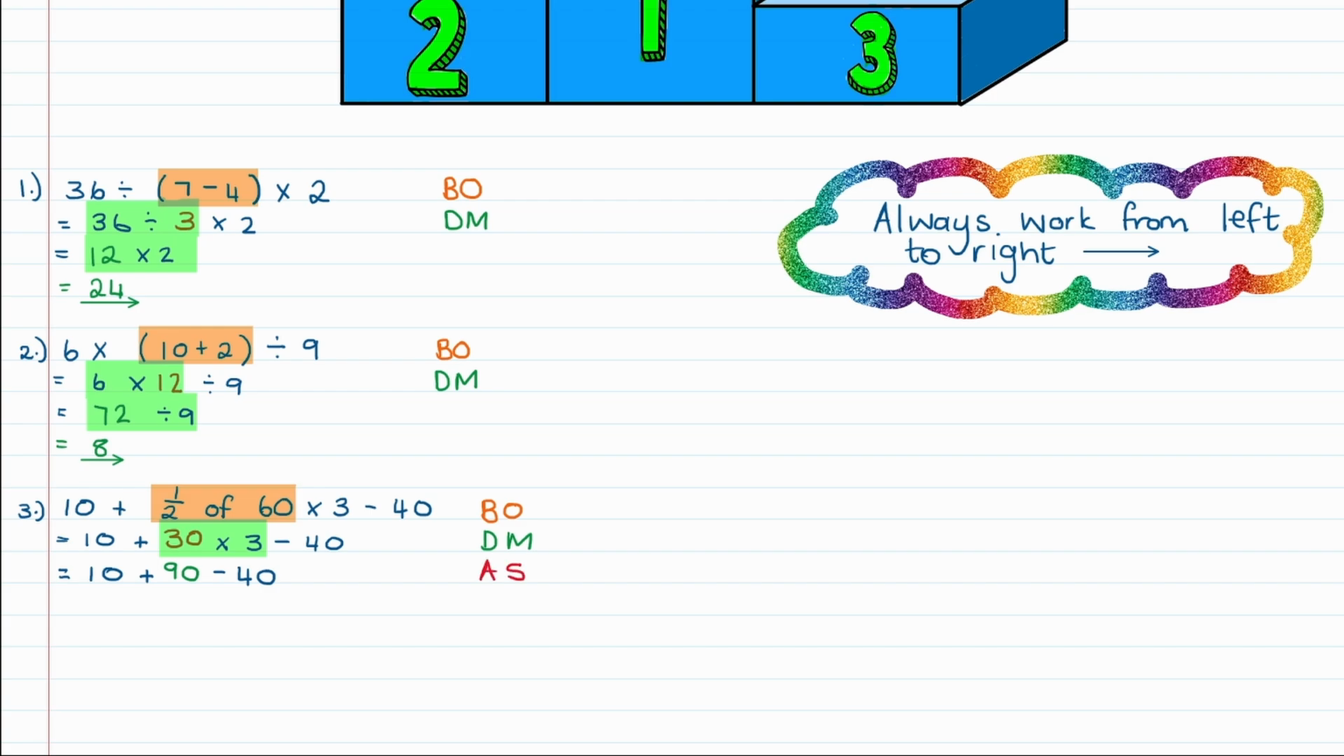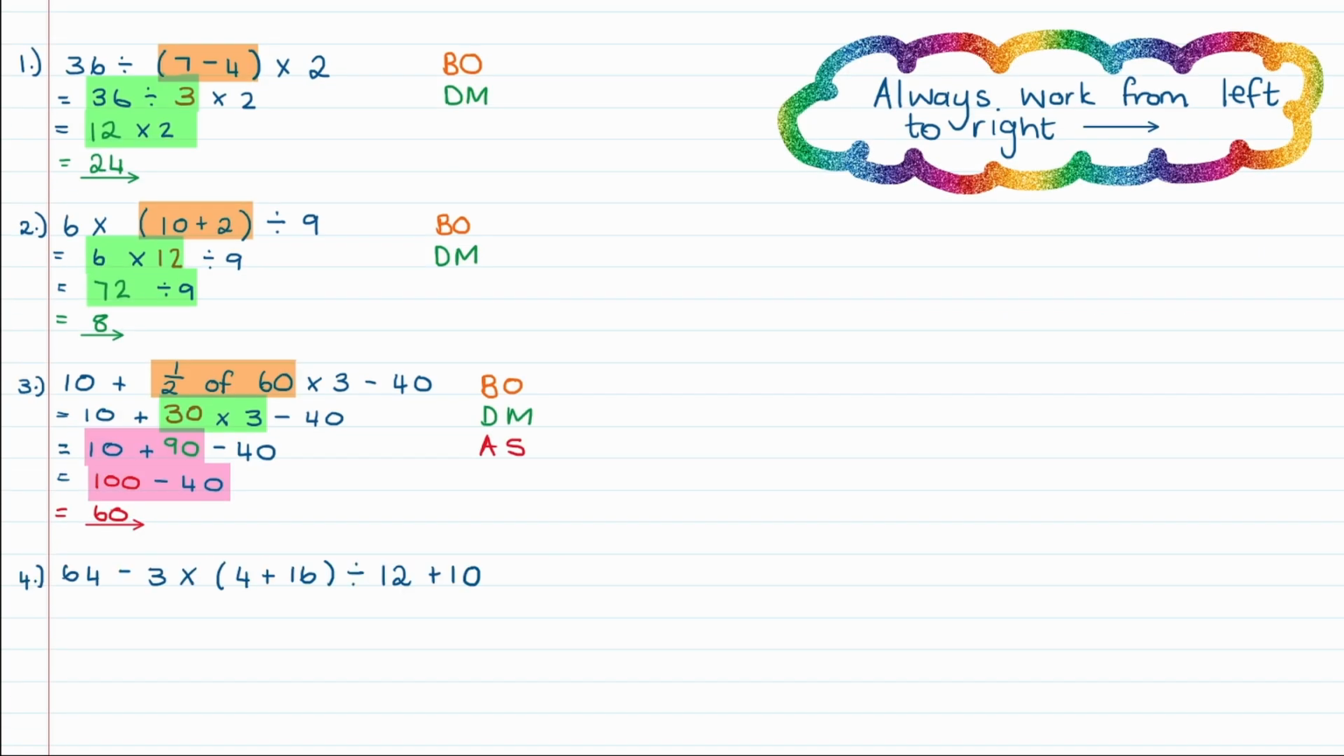In this question, addition appears before subtraction, so we add the 10 and the 90. On our final step, we can then subtract the 100 and the 40, leaving us with a final answer of 60. Let's try one more example before you do some on your own.